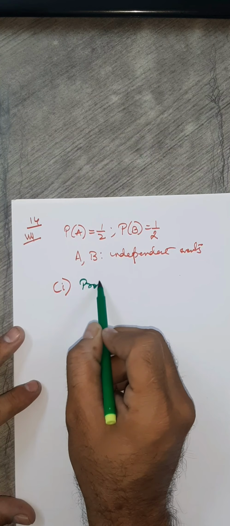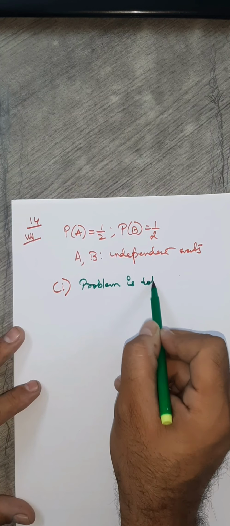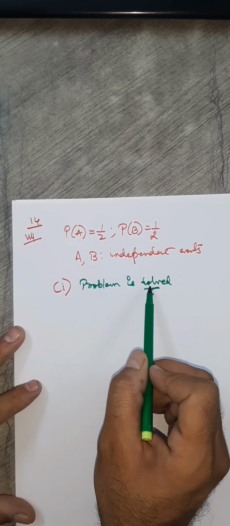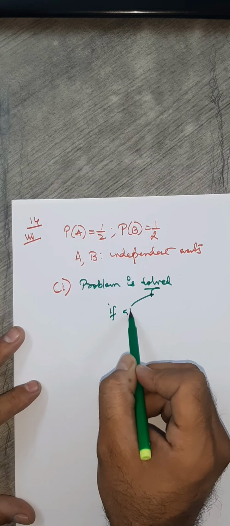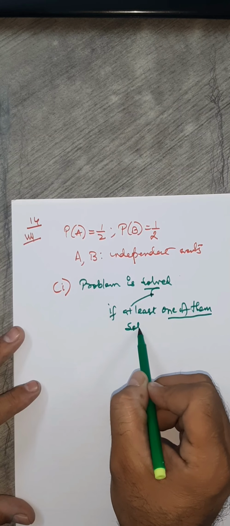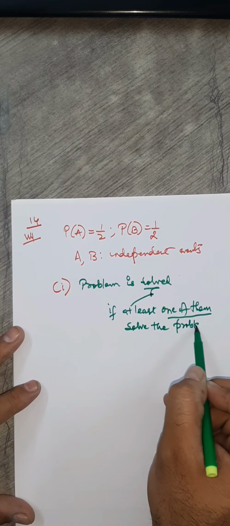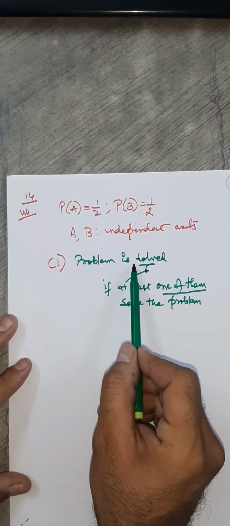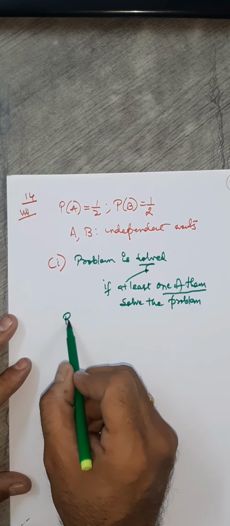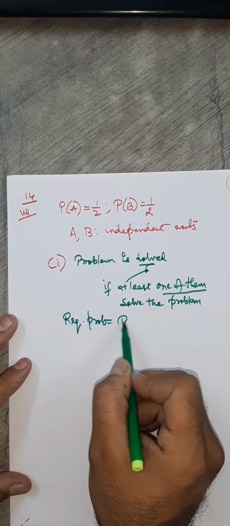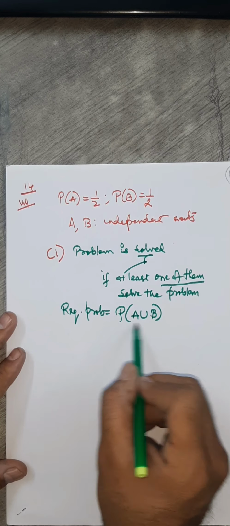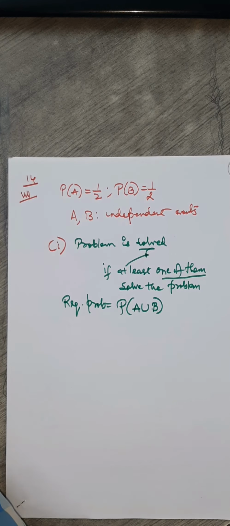The first question is: the problem is solved. Now, can you tell me when the problem is solved? The problem is given to two students A and B. The problem is solved if at least one of them solves the problem, at least one of them or both. It is not necessary that the problem should be solved by both. If either A solves the problem, then the problem is solved, or B solves the problem, then again the problem is solved. So here in the first question, the required probability equals the probability of the event that at least one of them, either A or B, solves it. So the required probability is the probability of A union B, not A intersection B, right?